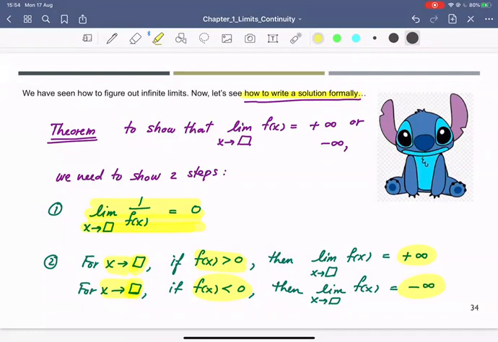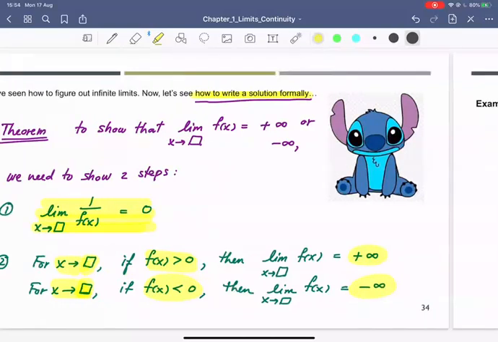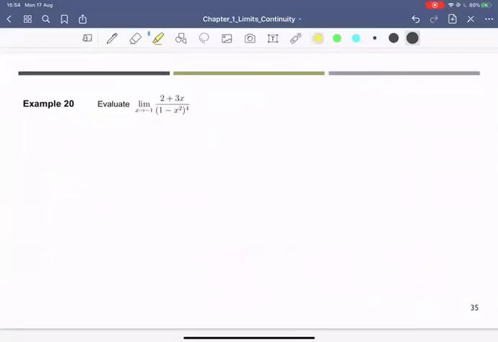All right, so I have 5 examples lined up now. So we're going to do these 5 examples maybe in 15 to 20 minutes, the remaining time, and then we're done for today. All right, so let's see how it works. They're all easy, so let's do the first one. The limit of (2 plus 3x) over (1 minus x squared) to the 4th power.